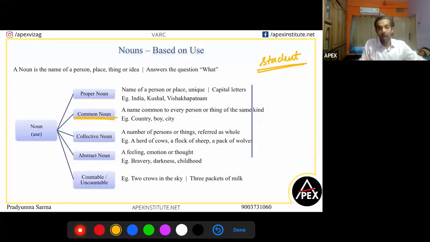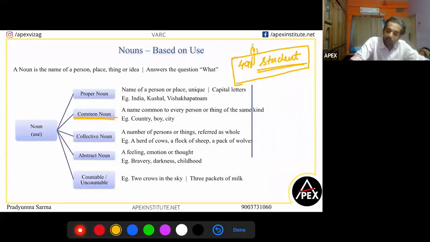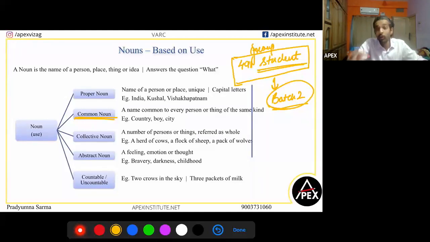But now I have 491 of you. And maybe another teacher in another class has maybe another 500 of you. So these 491 students not only have in common that they are studying, but these 491 students belong to one group. Now, what can this group be called? Maybe I can call this group batch 2. So now if I say, students of batch 2, please respond, only you will respond. Other students won't respond. So this student is a common noun, whereas this batch 2 becomes a collective noun.